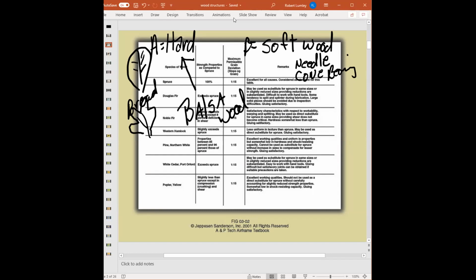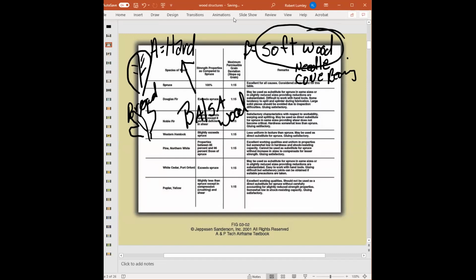If you look at the different species of wood used in aircraft construction, spruce. Is spruce a hardwood or a softwood? Any thoughts? Considering it's excellent for aircraft, I want to say it's a hardwood, but I don't know. No, that's why you would think that it's a hardwood. You want a very hard wood to build aircraft. Spruce is a softwood.